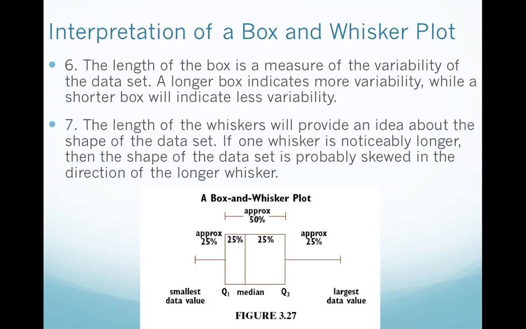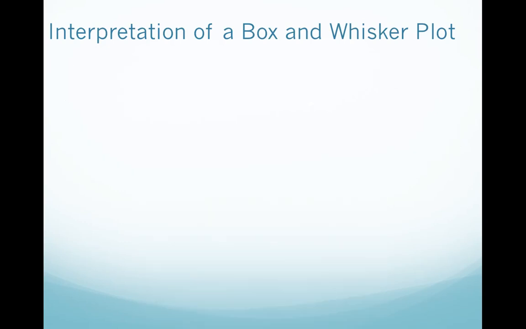The length of the whiskers provides an idea about the shape of the data set. If one whisker is noticeably longer, then the shape of the data set is probably skewed in the direction of the longer whisker. Okay, so the longer whisker on the right-hand side is there because of the largest data value. If we think about our last example, that's a good one to look at.